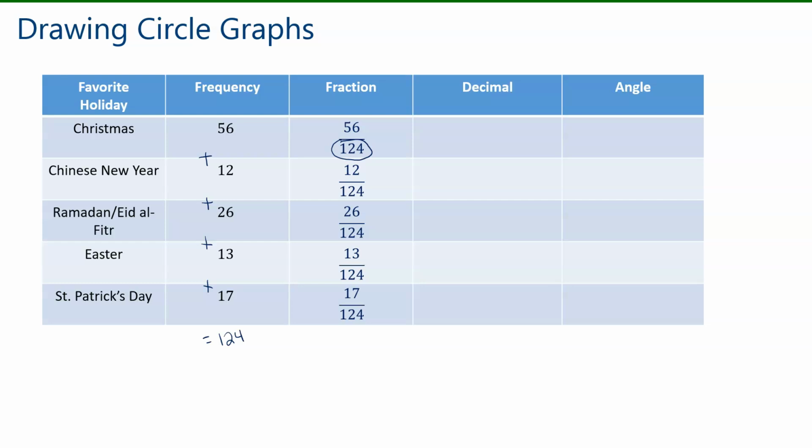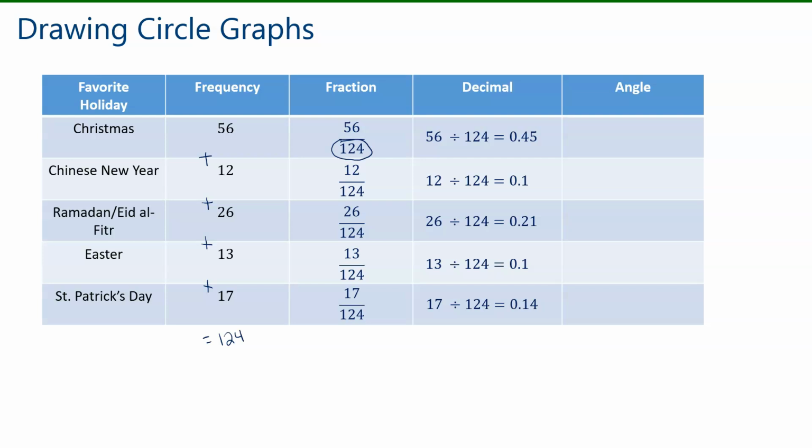Now for the decimal, we'll use our calculator. We'll divide 56 by 124 to give us 0.45. Then we'll do 12 divided by 124 to give us 0.1. So now try putting each of these into your calculator to see if you get the same values as I have here. And note that some of these values did have to be rounded.